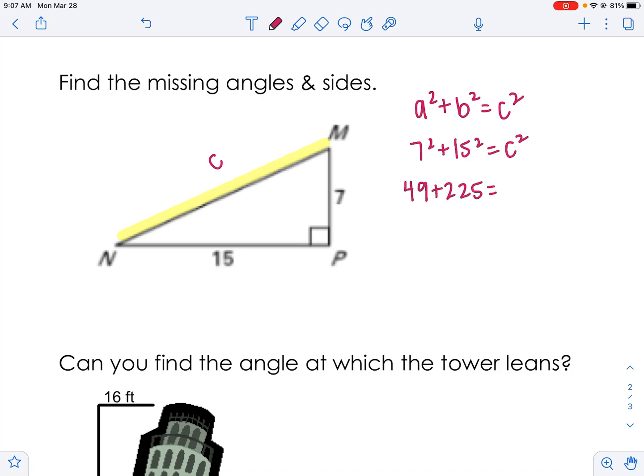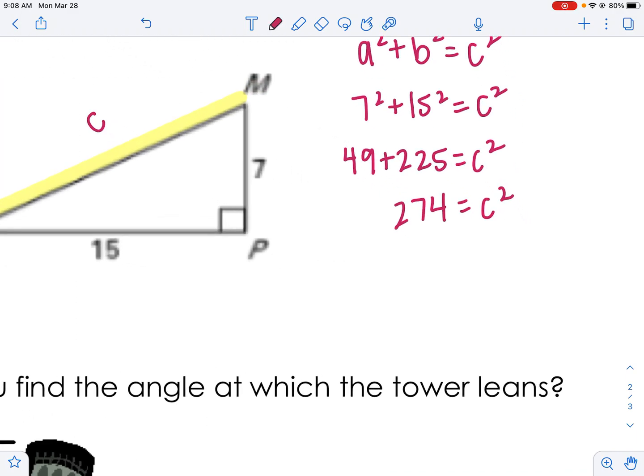So now I'm just going to go to the calculator, type all of that in. So that would be 49 plus 225 equals c squared. And it's not a perfect square. So 49 plus 225 is 274. If I square root that in the calculator, I get 16.55, which is the hypotenuse, the longest side.